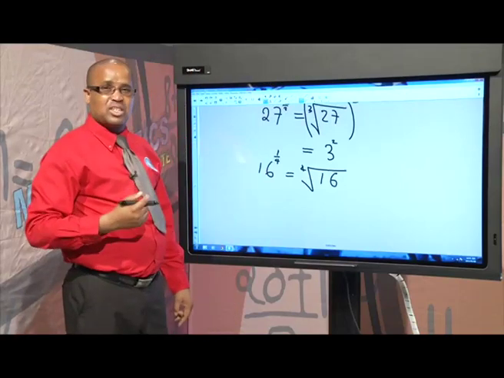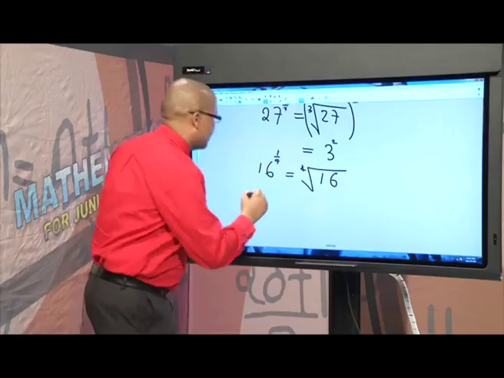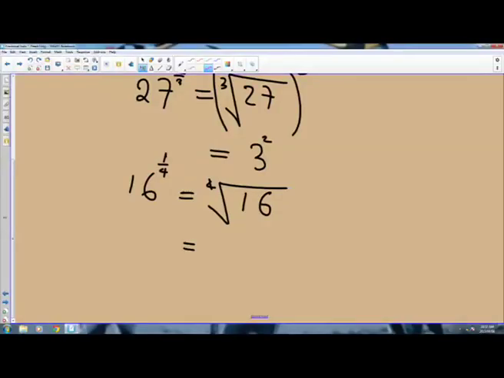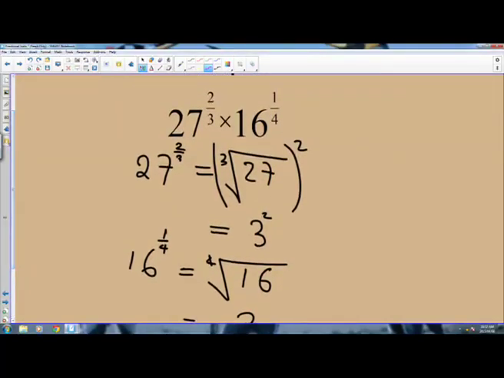A number such that when you multiply that number by itself 4 times, you are going to get 16. And that number is, you can check, 2 times 2 is 4, 4 times 2 is 8, 8 times 2 is 16. So the fourth root of 16 is 2. And then, what was our question? Let us have a look at the question. The question says we are to evaluate what 27 to the power 2/3 times 16 to the power 1 quarter is.